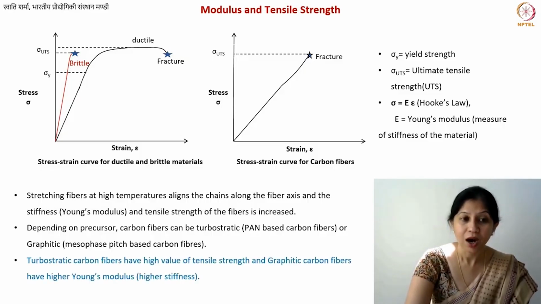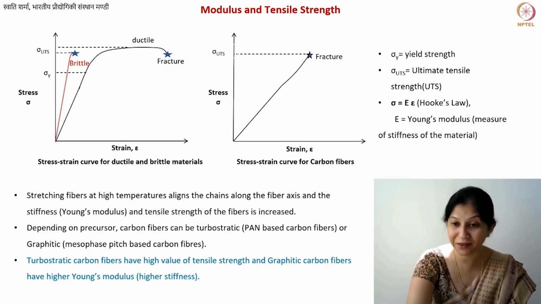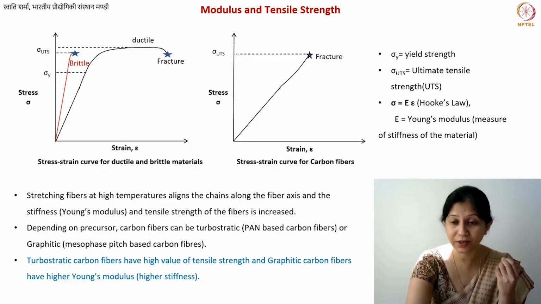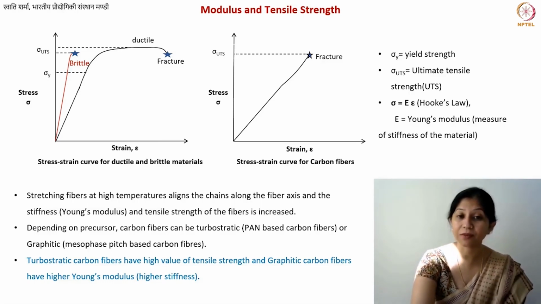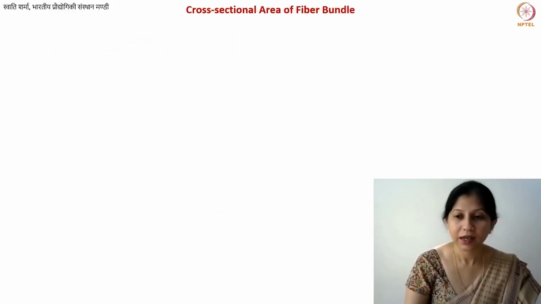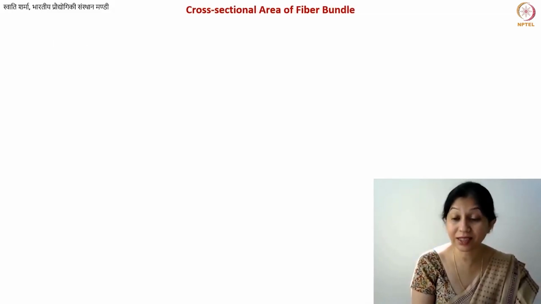Okay, so here then I have written a summary: some carbon fibers, especially pan-derived carbon fibers that have more of a turbostratic arrangement of sheets, have a higher value of tensile strength, while the graphitic carbon fibers, those derived from mesophase pitch, will have a higher stiffness or higher Young's modulus. Another important property, that for all these calculations, what you need is the cross-sectional area of your carbon fibers.